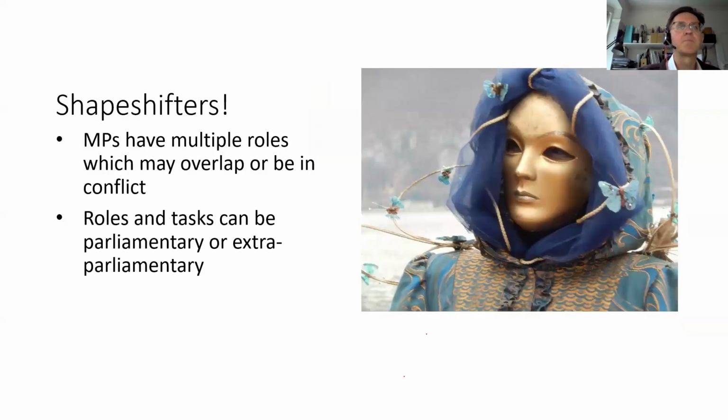Okay, so MPs have multiple roles which may overlap or be in conflict. The anthropologist Emma Crew has described them as shape-shifting to negotiate complex hierarchies and roles. This doesn't mean that MPs are by nature dishonest. I think that's a very unfair characterization. But individuals who are not adept at operating in a range of different situations will often struggle to meet all of the demands on them.